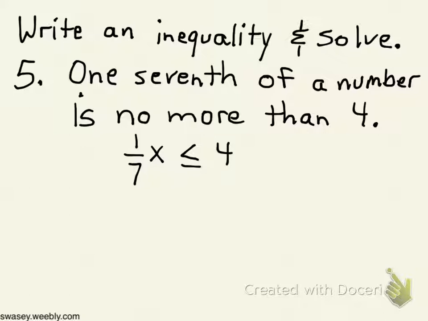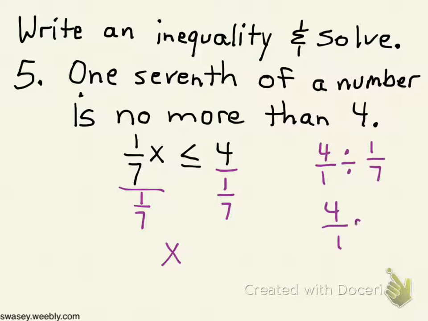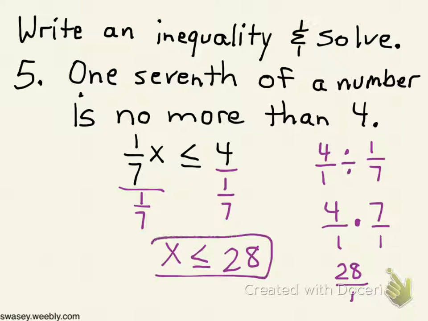Now to get rid of the 1/7 that's being multiplied by the x, we can divide by 1/7. Now 4 as a fraction, 4 over 1, divided by 1/7. And then we'll multiply by the reciprocal. So we get 28 over 1, or you can just write 28. We divided both sides by a positive, so we do not change the inequality symbol. It's only when we multiply or divide both sides by a negative that we change it.